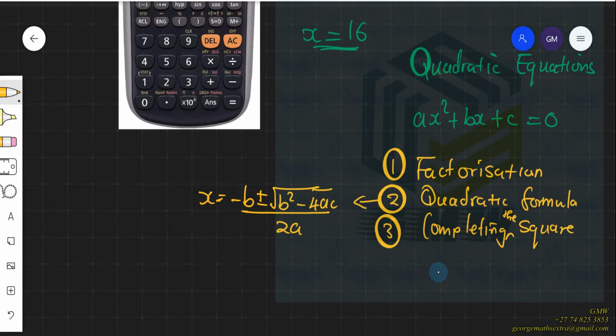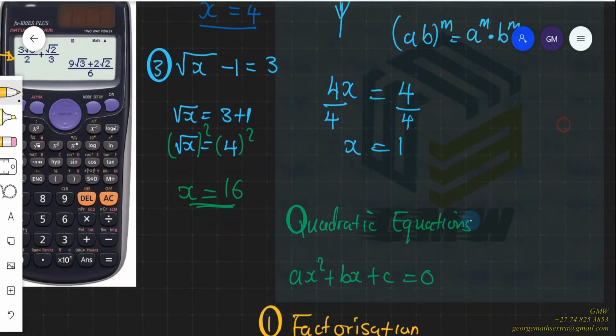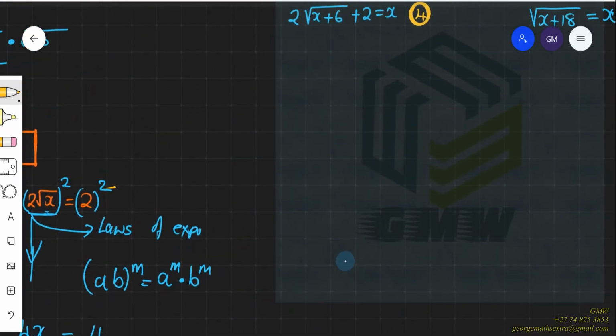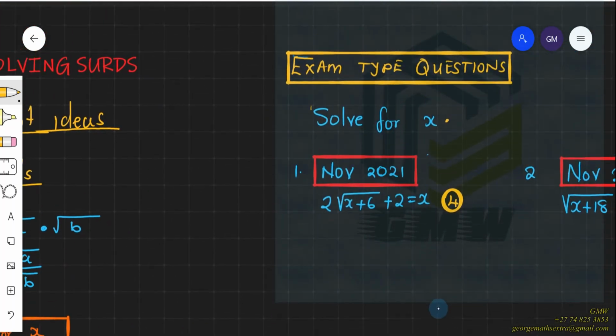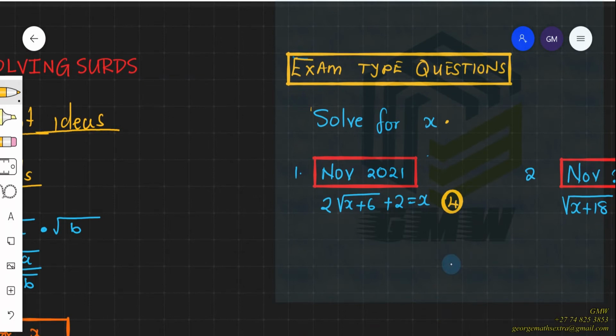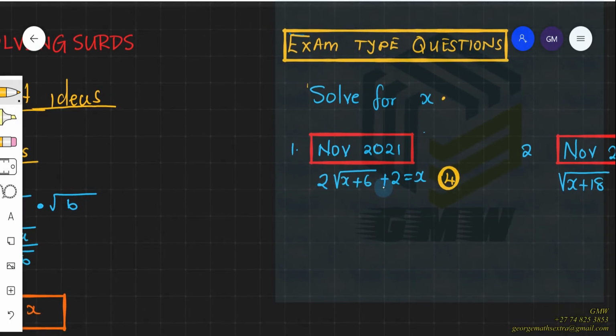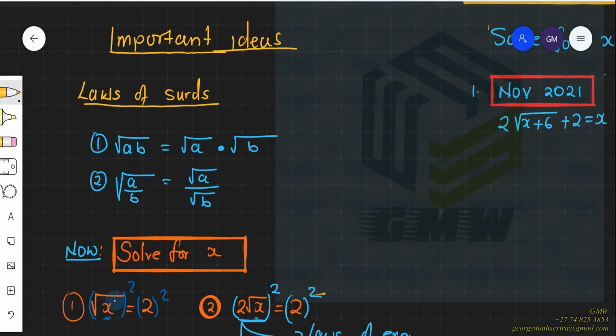Now, that's on quadratic equations. But why did I take you there? I want now to move to the exam type questions for this topic of equations involving sets. I'm going to start with a question from November 2021. The question is: solve for x. Now, if you look at what we have, there is a mix of things here. But the concept that we learned just now is that I need to make sure that the term that is a square root must be alone on one side of the equal sign. So that's the first thing I need to do.